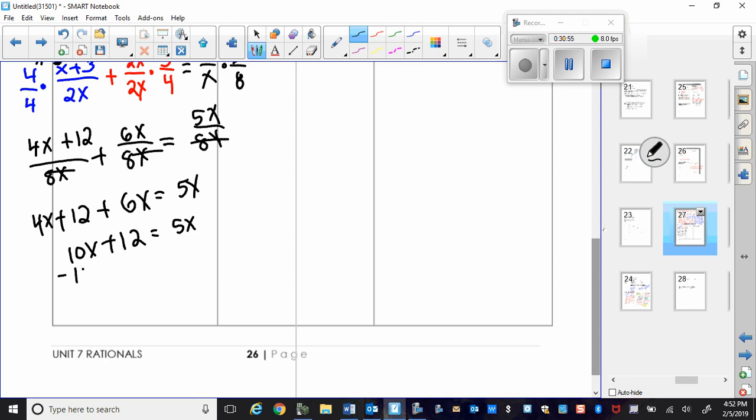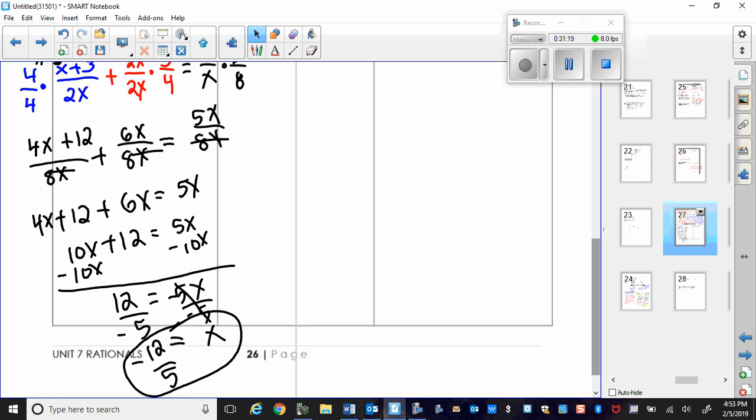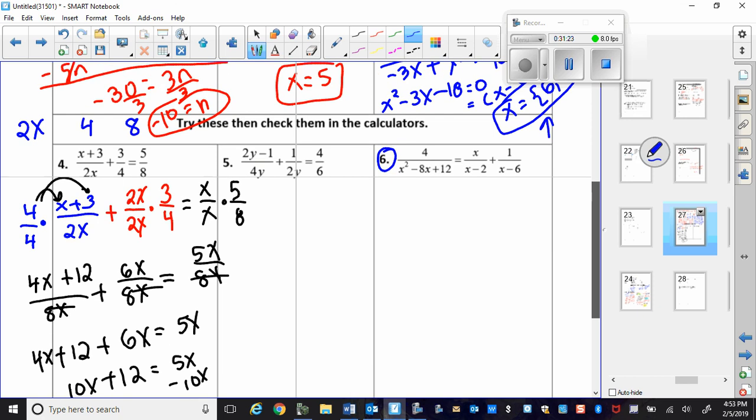After that, I have 10x plus 12 equals 5x. Subtract 10x on both sides. 12 comes down, equals negative 5x. Divide both sides by negative 5. And x equals negative 12 over 5. There's one. Second one, right? Second problem.